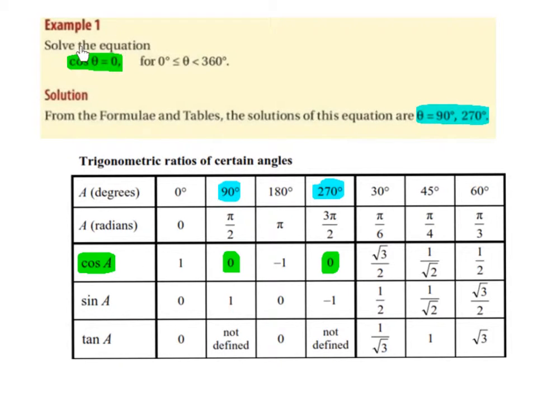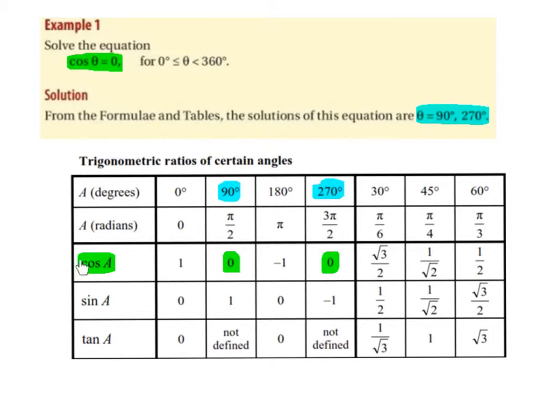Solve the equation cos of theta equals 0 for theta greater or equal to 0 degrees but less than 360 degrees. So from the formula and tables, the solutions of this equation are theta equals 90 degrees and 270 degrees. This is if we're stopping at 360 degrees.